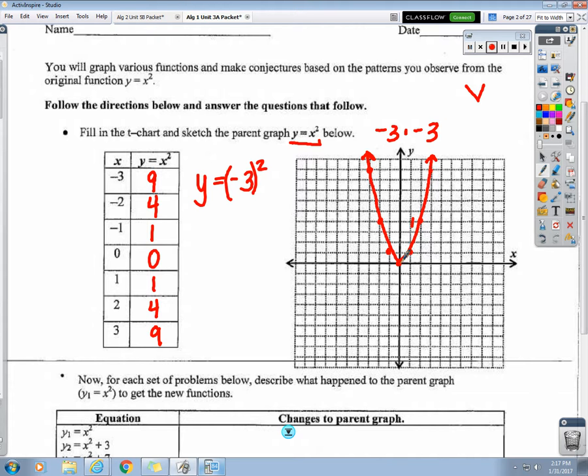Now, they're not always going to start out at the origin like this one did. The reason that one started at the origin is because all it was was X squared. There was nothing added to it, nothing in front of it, no negative. And that's what we're going to learn about today, though, what those things will do to it when you add stuff to the parent function.